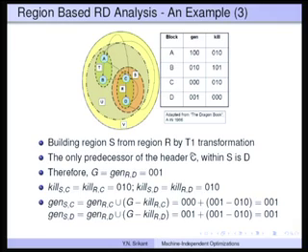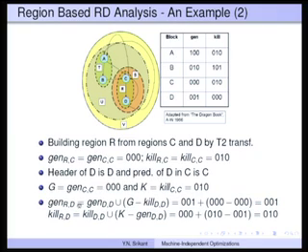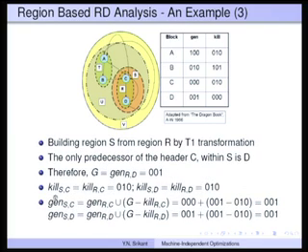Now, we apply the T1 transformation to get region S from R. There is only one predecessor for this header node C, which is D, within S. So, this is the edge we are looking at. G is gen of R comma D, where R is this region, so 0 0 1 as we computed before. The kill set is not modified; it is the same as that of R comma C. That is written here, and the gen set is computed using the formula gen union G minus kill. So, we get the appropriate 0 0 1 and 0 0 1 for the C and D nodes with respect to the region S.